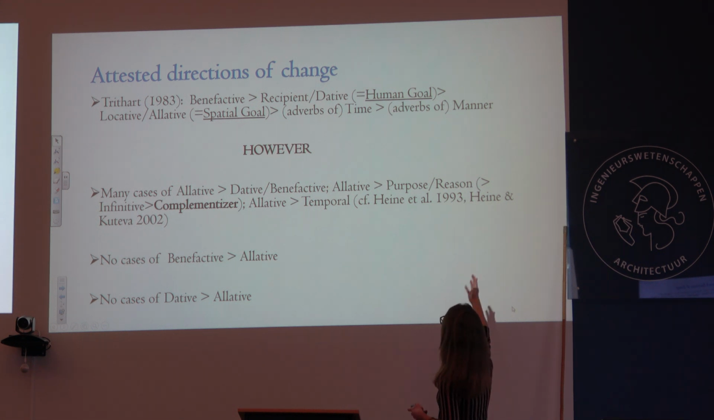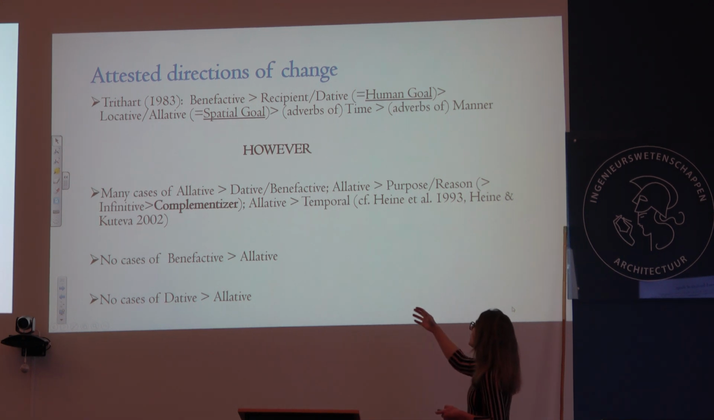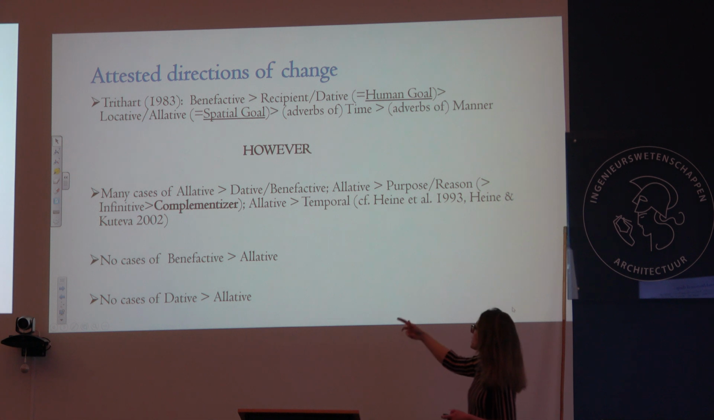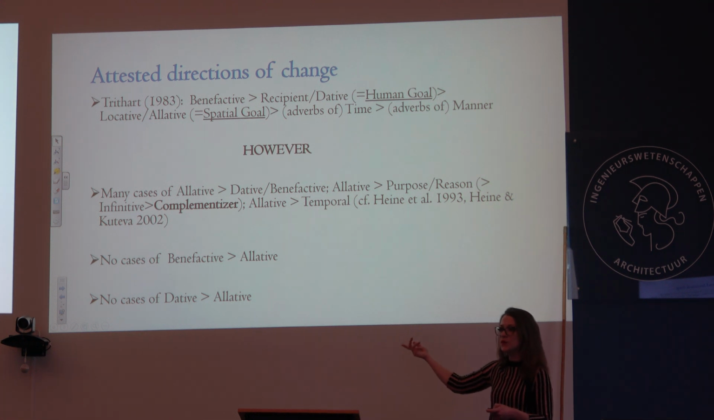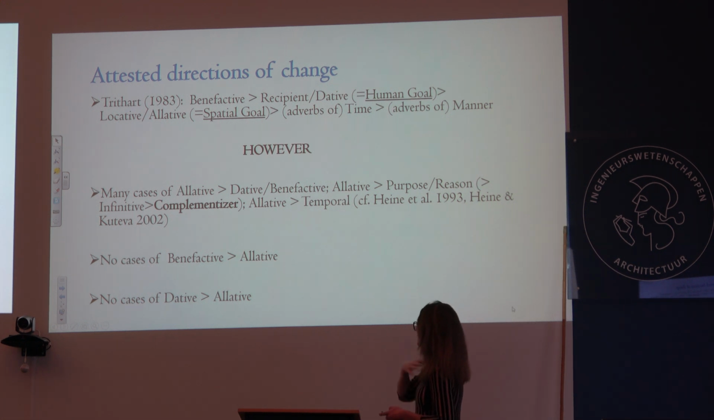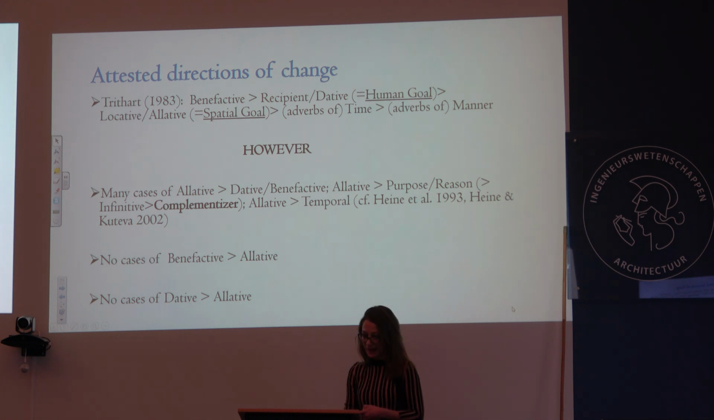because we have many cases where we have markers that go from allative to dative, so from spatial goal to human goal, from allative to purpose and reason, and further on to complementizers. This would also explain why the applicative shows up in some verbs in subordinate clauses. But we have, to my knowledge, maybe you will prove me wrong, no cases where we have a benefactive going to an allative or a dative going to an allative.